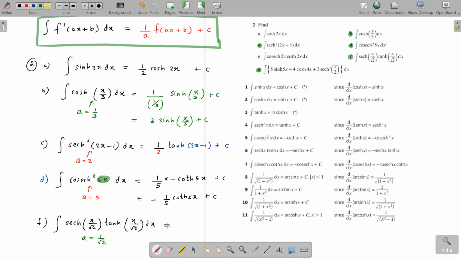So when we use the integration, it's 1 over a, which is again 1 over root 2. For sech x tan x, the integration is minus sech. Are we just writing x? No, we write the x as x over root 2.